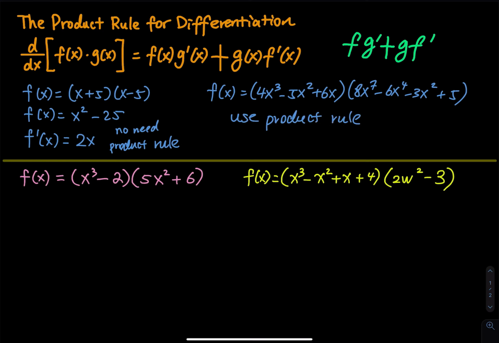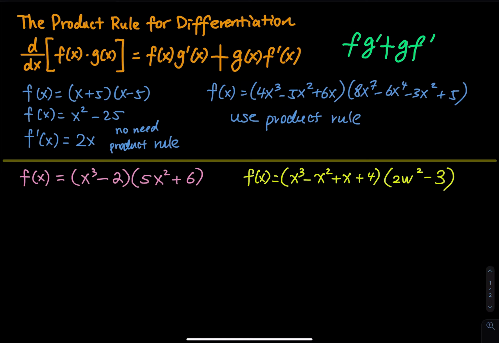Again, when you see a function in which you have two factors, or two functions, multiplied together and you do not want to expand them, that means use product rule. So two long functions multiplied together, you do not want to expand them, use product rule.